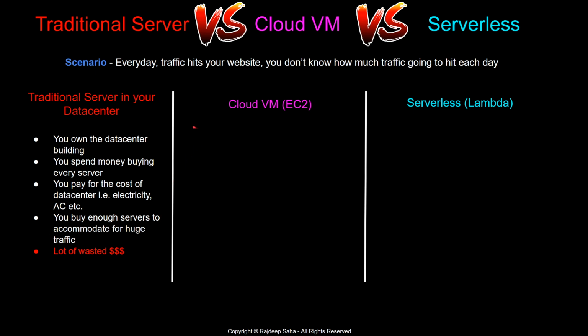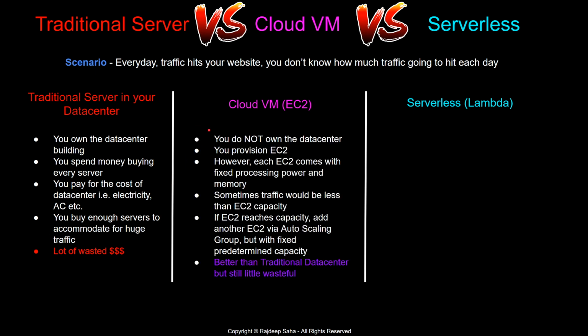With EC2, you do not own the data center, you provision EC2. However, each EC2 comes with fixed processing power and memory. Sometimes traffic could be less than EC2 capacity. If EC2 reaches capacity or a certain threshold, you add another EC2 via an auto-scaling group, but with fixed predetermined capacity. So let's dive deeper into this because this is an important point to understand.